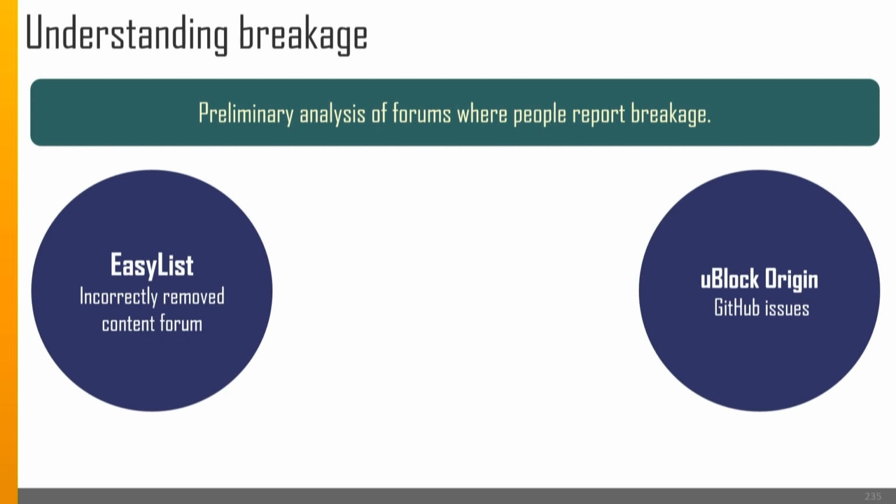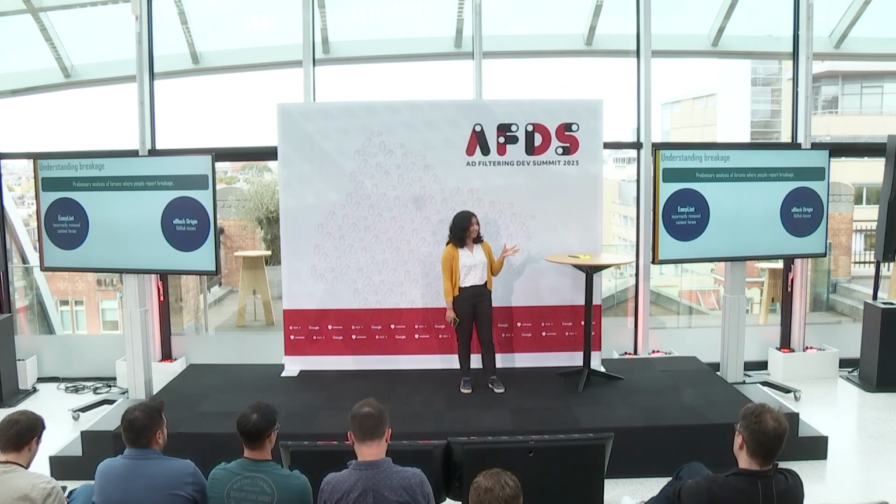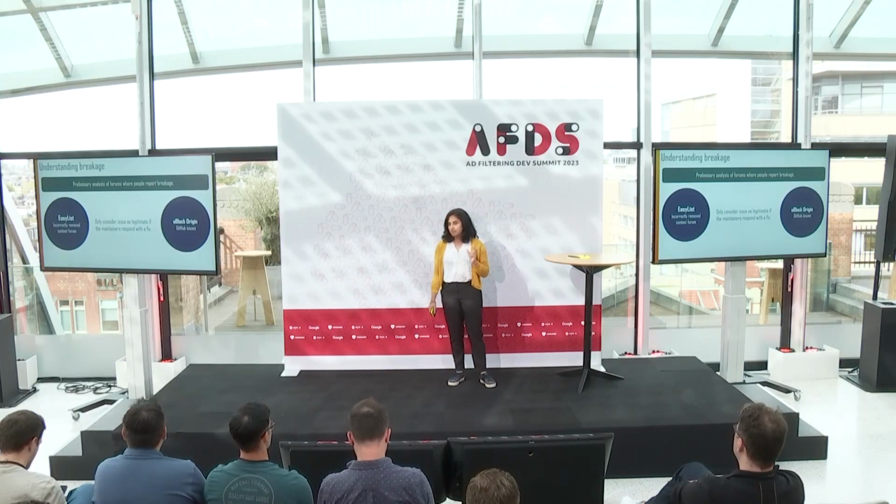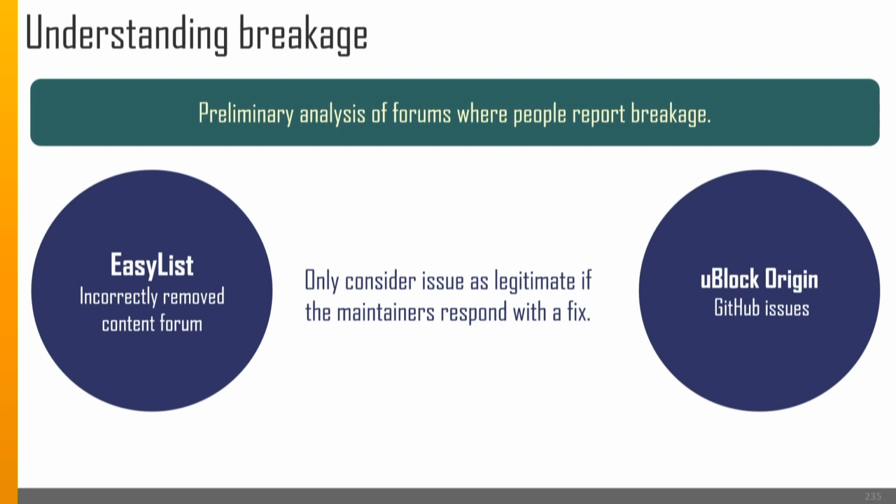And when they find an example of breakage, they visually check the particular website, and if they think that this is a legitimate example of breakage that is caused by a filter list rule, they correct the filter list rule, and this happens via GitHub, and they post a link to the GitHub commit as a reply on these forums. So basically, we use the reply of a filter list maintainer with a GitHub commit as a sign that a particular issue is a legitimate example of breakage that is caused by an ad blocking rule.